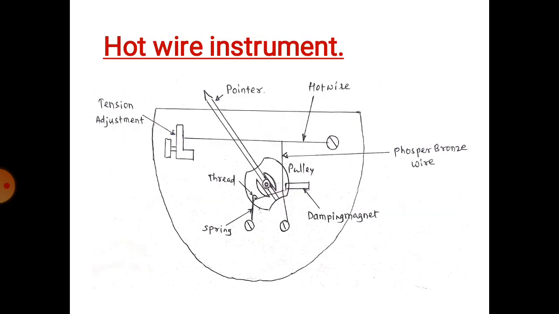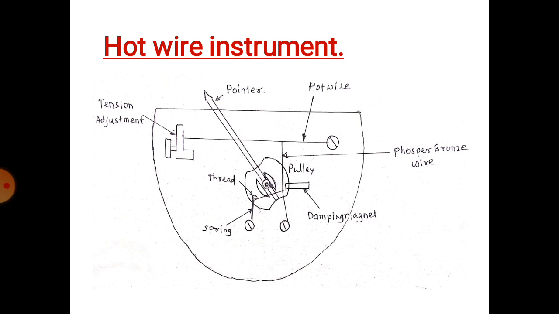So next we are going to discuss hot wire instrument. The construction of hot wire instrument is shown in the figure. The current to be measured is passed through fine platinum iridium wire. The wire is stretched between two terminals. A second wire is attached to the fine wire at one end and to a terminal at the other end. A thread is attached to the wire, passes over the pulley and is fixed to a spring.